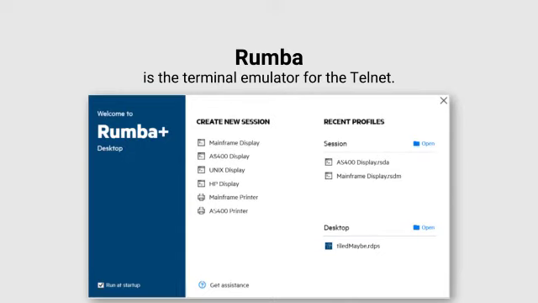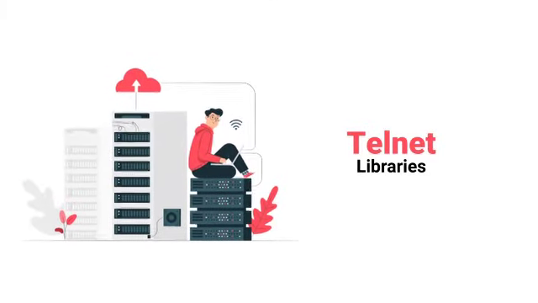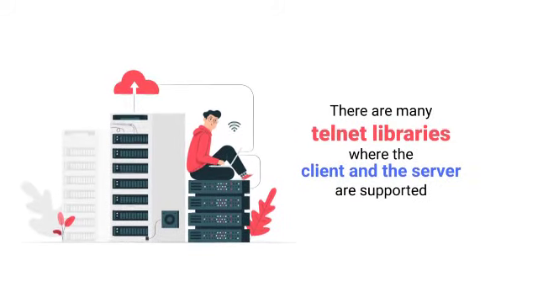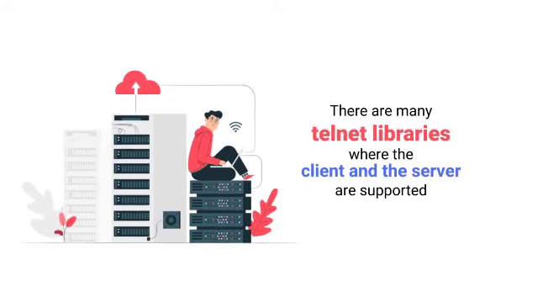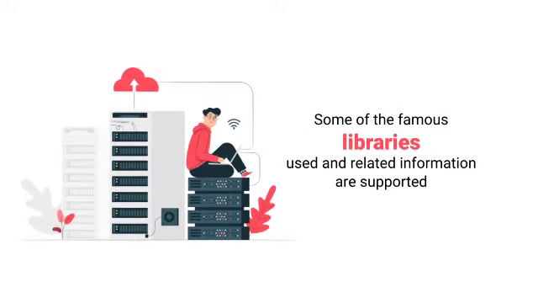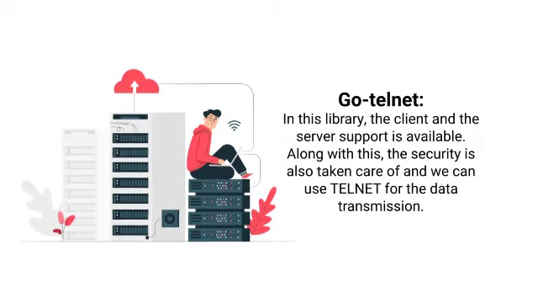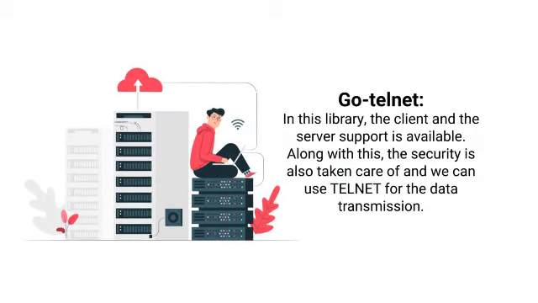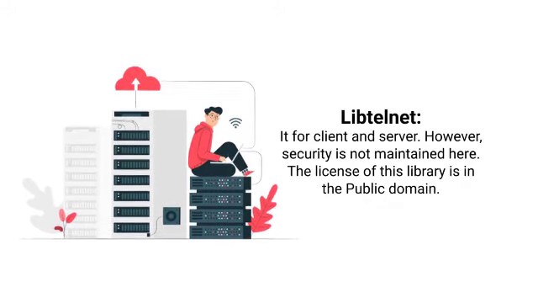These are some of the exact clients we may like to use. However, we will also need the support of libraries in order to transmit the data, which brings us to some other topics. Telnet libraries. There are many Telnet libraries where the client and the servers are supported. In some of the libraries, security is not maintained. Here are some of the famous libraries used and related information. For example, GoTelnet. In this library, client and server support is available. Along with this, security is also taken care of and we can use Telnet for data transmission purposes. So it gives an authentication for that.